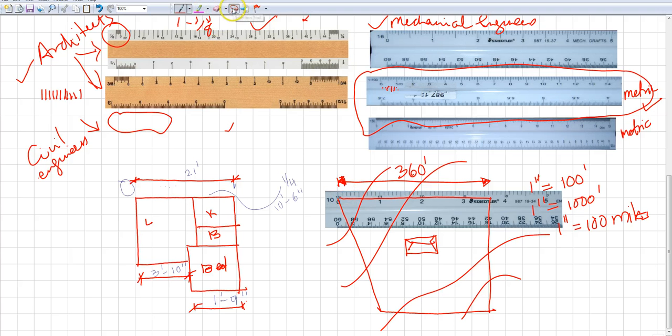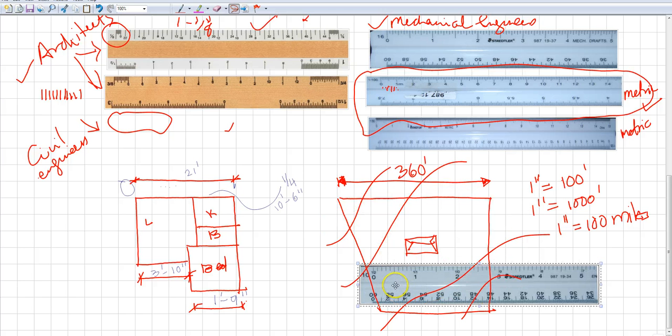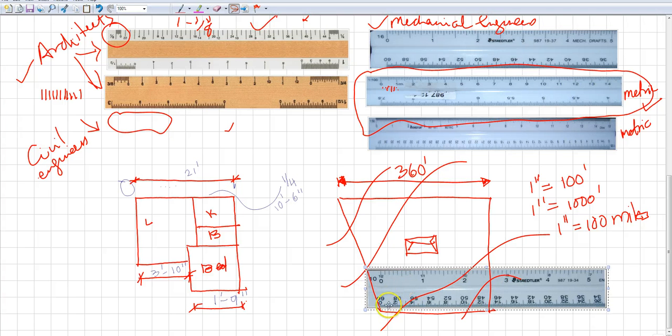Got it? So I could get the lower measurement of this using the same exact scale, but instead of 10 I could use 60, right? If I'm using 60, then either 1 inch could be 60 feet, 1 inch could be 6,000 feet, 1 inch could be 600 miles, right? So let's see how many feet this is over here.